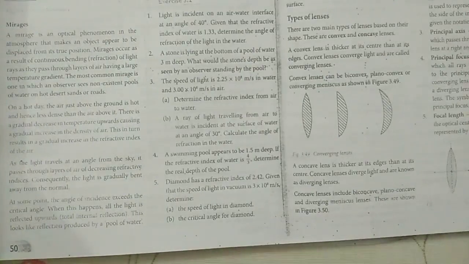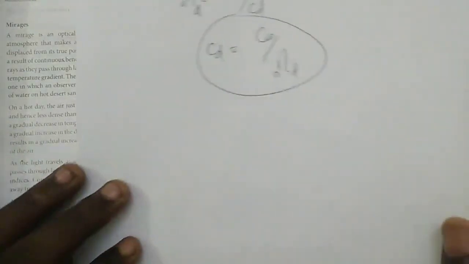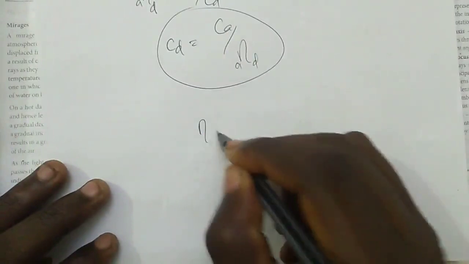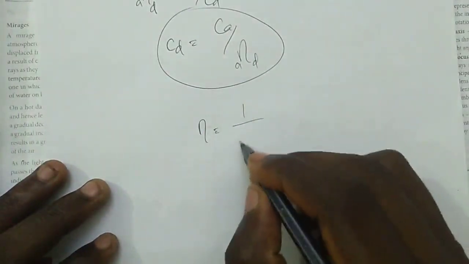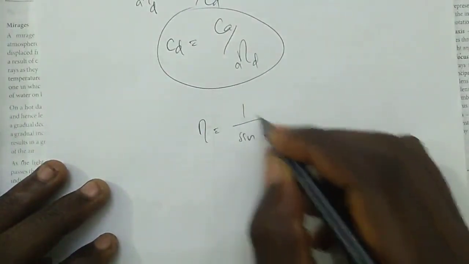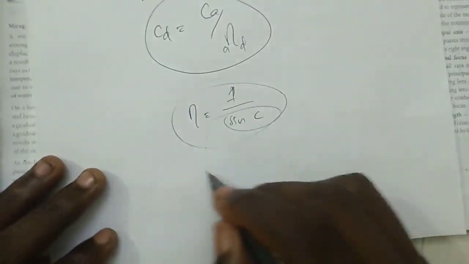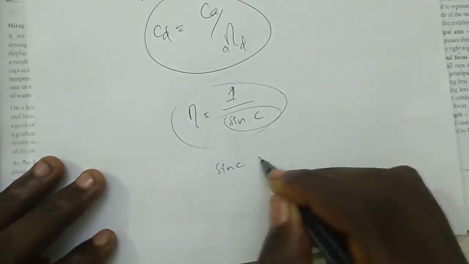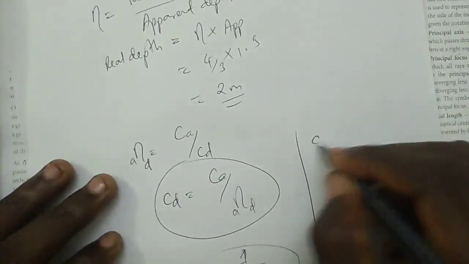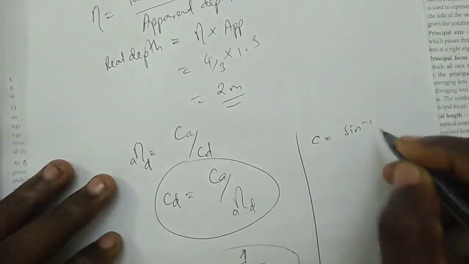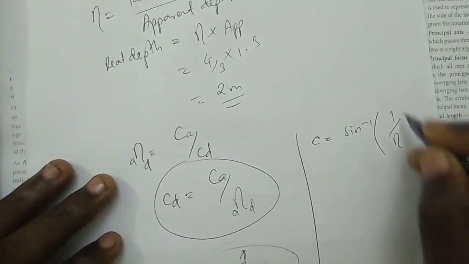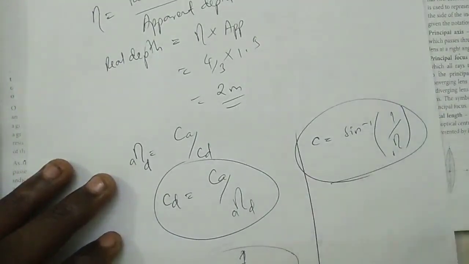Kwa kutafuta hapo inakuwa very easy. The critical angle for diamond. How do we get the critical angle? We say the refractive index is equal to 1 divided by sine of critical angle C. Hii 1 inatoka wapi? Inatoka kwenye sine at C. So from there to get the critical angle tutasema sine of C will be 1 divided by refractive index. So C will be equal to sine inverse of 1 divided by the refractive index. We already have the refractive index. We'll get the value of C.